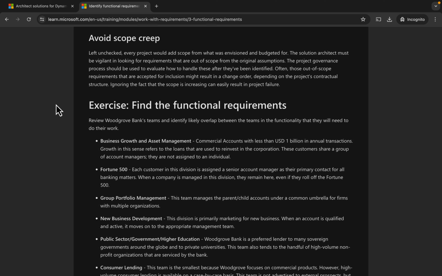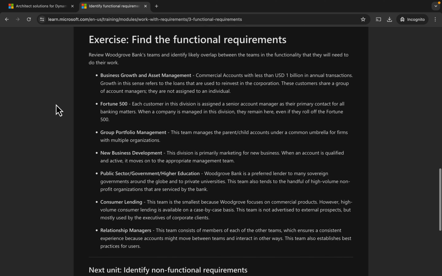Avoid scope creep. Left unchecked, every project would add scope from what was envisioned and budgeted for. The solution architect must be vigilant in looking for requirements that are out of scope from the original assumptions. The project governance process should be used to evaluate how to handle these after they've been identified. Often, those out-of-scope requirements that are accepted for inclusion might result in a change order, depending on the project's contractual structure. Ignoring the fact that the scope is increasing can easily result in project failure.